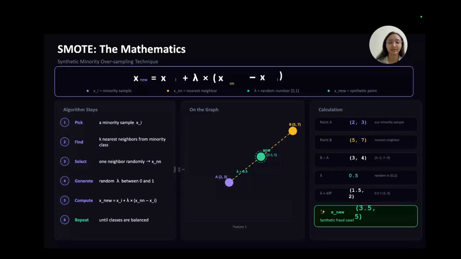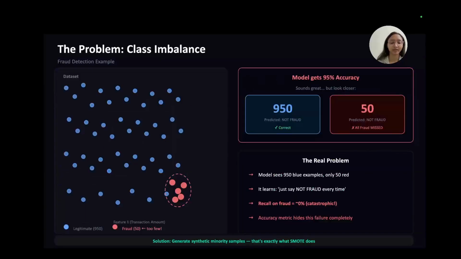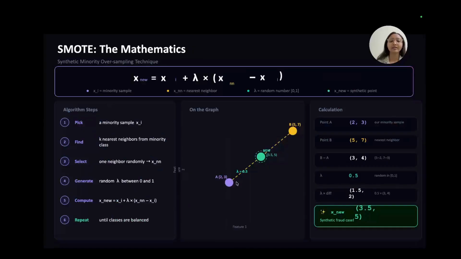In this slide, I will explain it to you. Suppose point A belongs to the fraud class, like this point is a part of the red points. Okay, and now we will find the k nearest neighbors of point A, right? And B is a random point which is part of A's k nearest neighbors. Now what will we do?